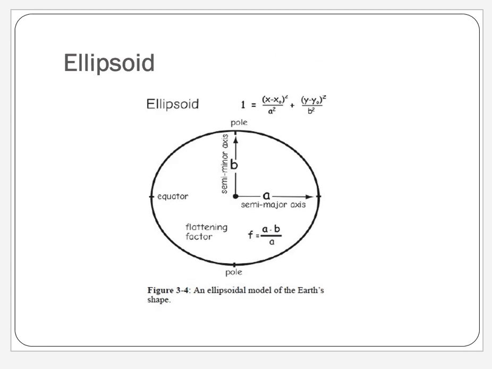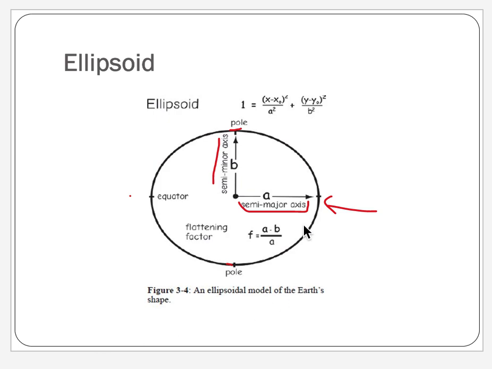So here is an ellipsoid, and this is an ellipsoidal model of the Earth's shape. So again, it's flattened at the poles and it extends at the equator. So we have the semi-major axis, which is the longer axis, and we have the semi-minor axis, which is the shorter axis. So again, this is an ellipse, and an ellipse is an oval shape with a major axis, which is our long axis, and our short axis. And when you rotate the ellipse, the shape of the rotated figure is the ellipsoid.